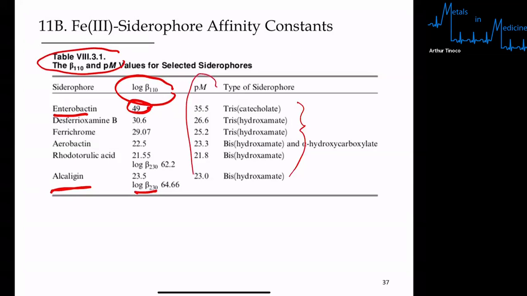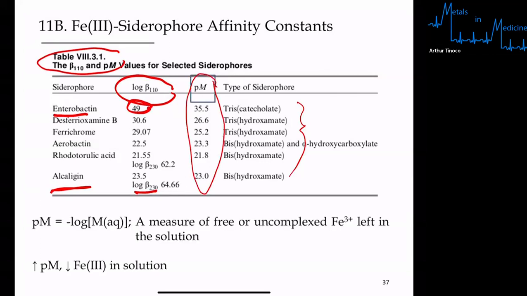But another really important parameter is the pM. pM is like pH, but it's a measure of the metals in solution. And so what that tells you is the following. The higher the pM value is, the lower the amount of iron in solution, because it's coordinated to that particular species, so there's less free iron in solution.